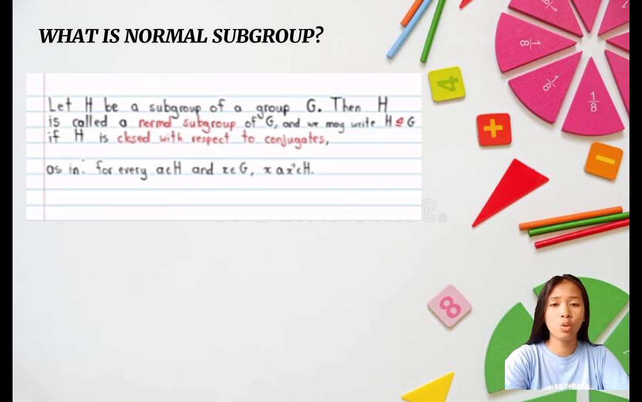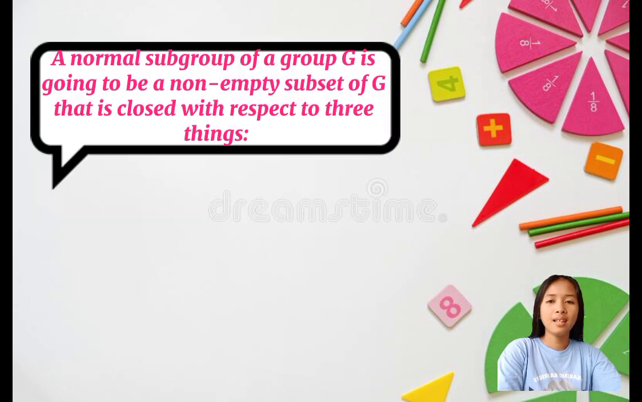So for H to be closed with respect to conjugates means that any element a of H has all of its conjugates also contained in H. Again, if we take an element x from the containing group G, x a x inverse is a conjugate of the element a. It must be the case that all conjugates of all elements of H are also in H for H to be a normal subgroup. Let's unwind the definition for a moment just to see all the restrictions on a normal subgroup.